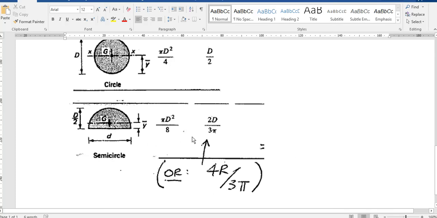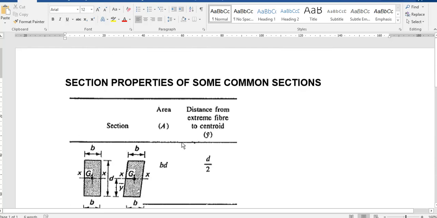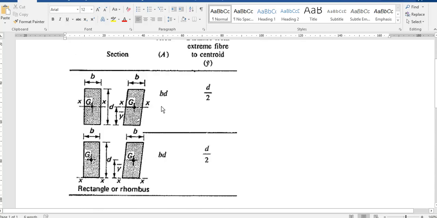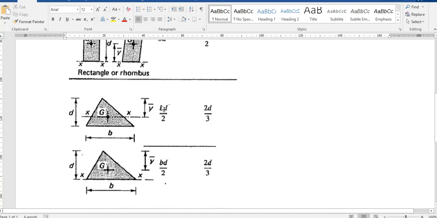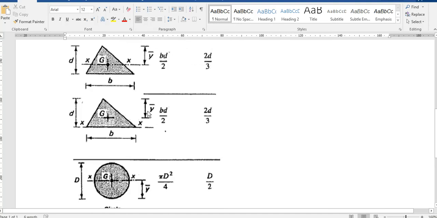So people, there's 4 sections. There's a rectangle, and of course if we have a square, it's dead in the middle. For a triangle, it's 1/3 from the base.